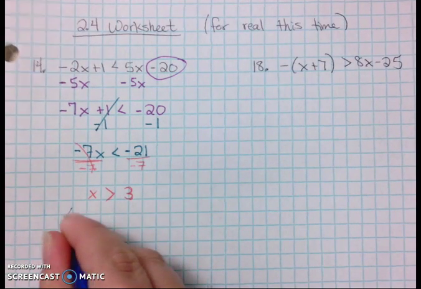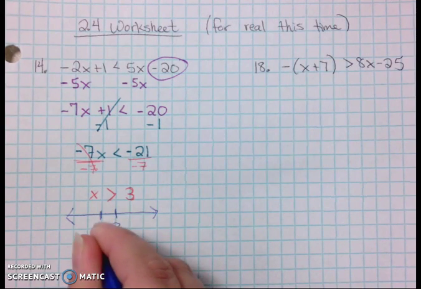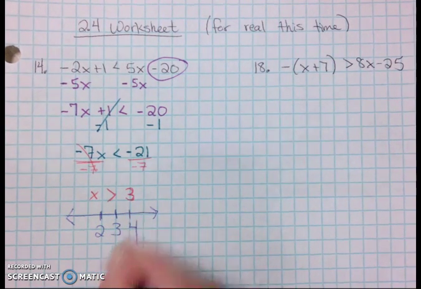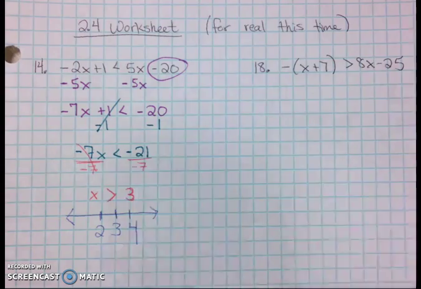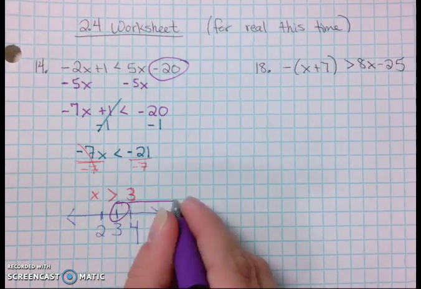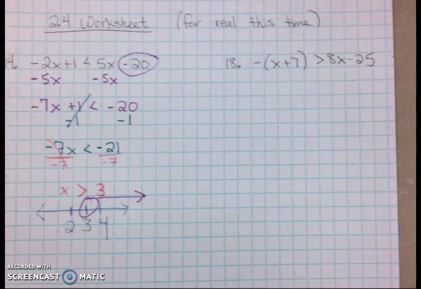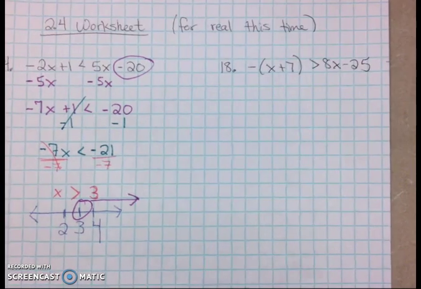Draw my number line here. Sticking 3 in the middle, a number smaller and a number bigger. There we go. Circle my 3. I don't fill it in. Greater than sign goes to the right. I know you don't have to graph it, but hey, it's good practice. Good for you to review.